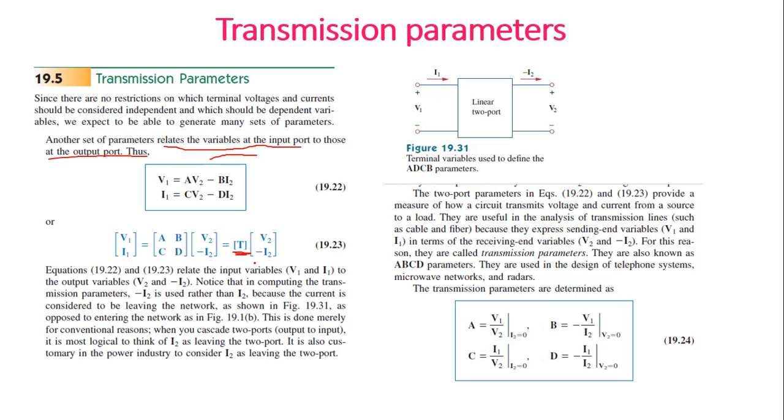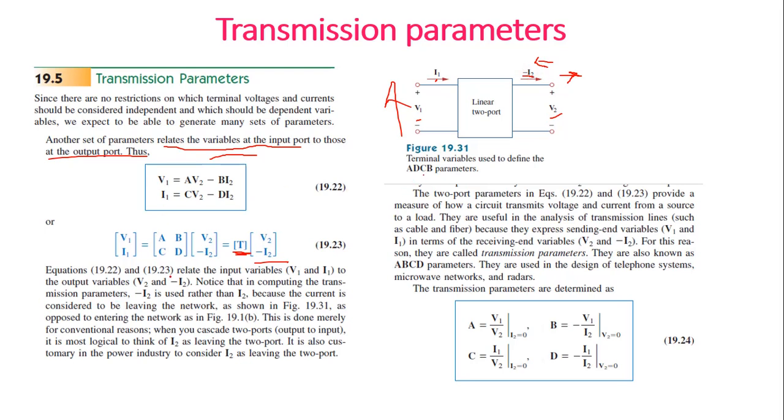Now why we have minus I2 is, you can see here we have a linear two-port network. This port is the input port, so here we have variables V1, I1, and this port is the output port, V2, I2. Normally we assume I2 is in this direction, as it enters the port, whereas in this case we have considered that it leaves the port. That's why it is taken as minus I2.